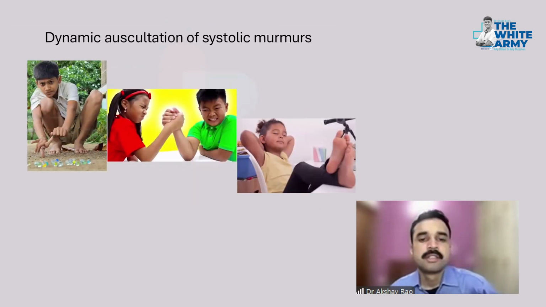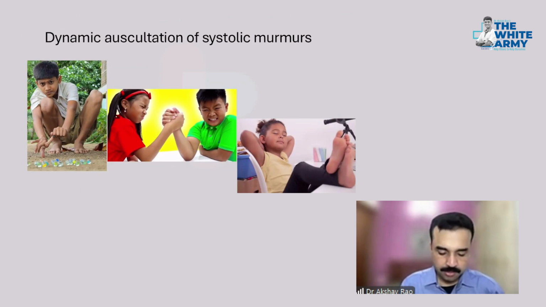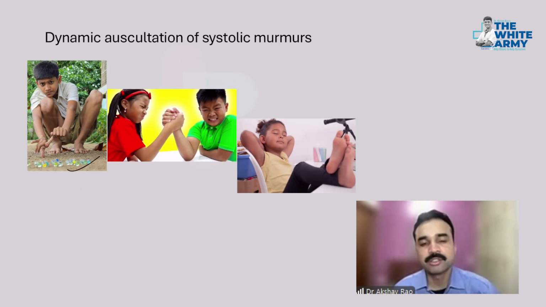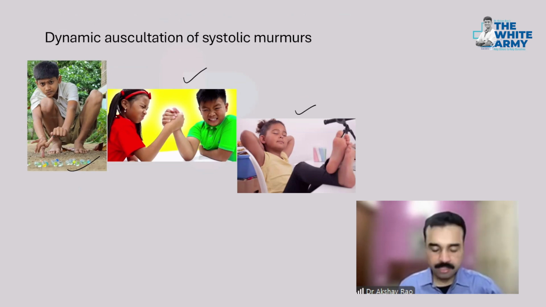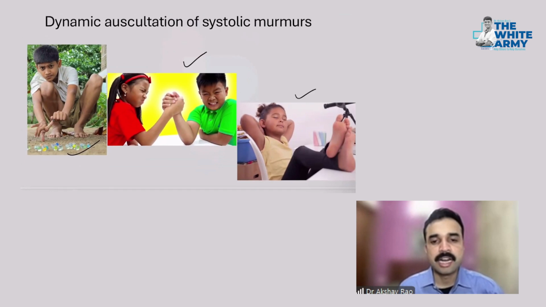Once the children, instead of attending school, were seen playing marbles. Okay, what is the kid doing to play marbles? He's squatting, right? So squatting and playing marbles. They were gripping their hands and playing arm wrestling, and some were just putting their feet up and relaxing. So instead of attending school, these children were squatting and playing marbles, gripping hands and playing arm wrestling, and keeping their feet up on the table, and relaxing.